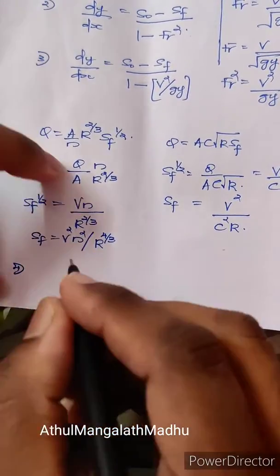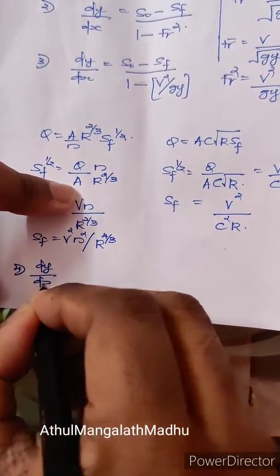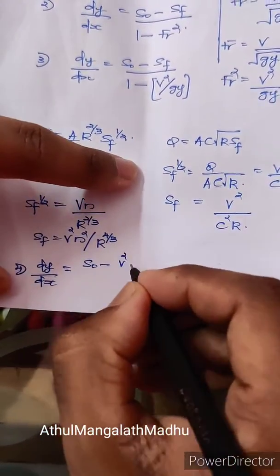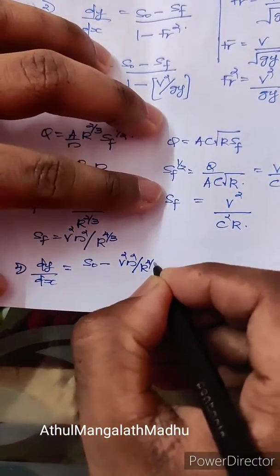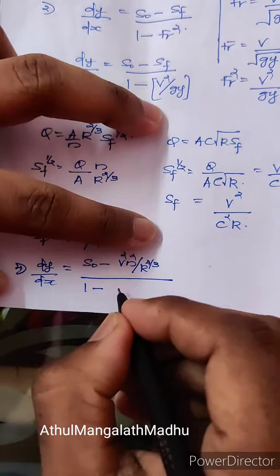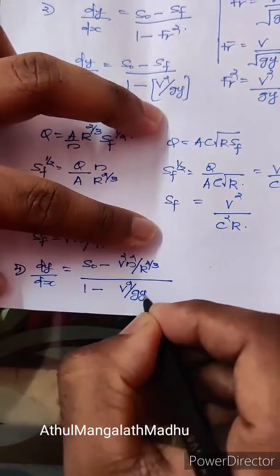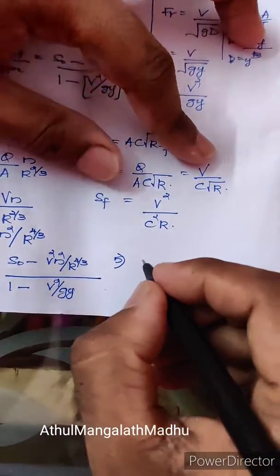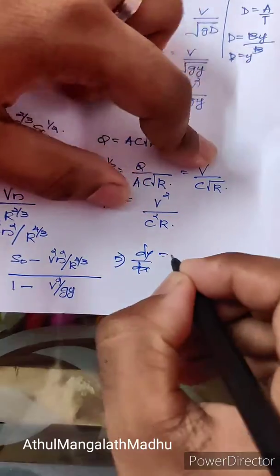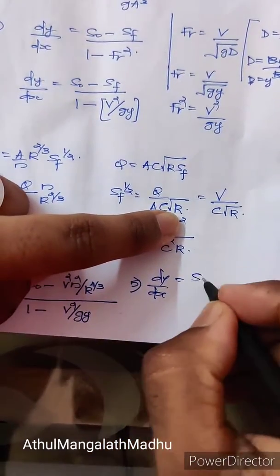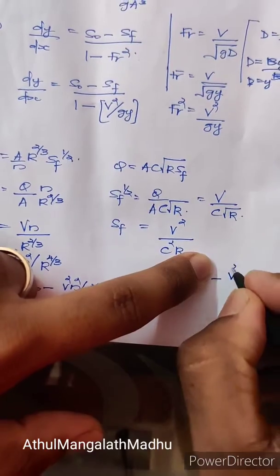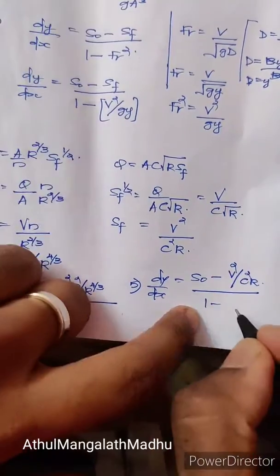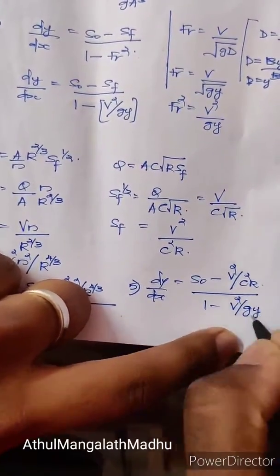If I am using Manning's equation, I can write dy by dx is equal to S naught minus Sf, which is V square n square by R raised to 4 by 3, divided by 1 minus V square by g y. This is the fourth format. Or the fifth format, when I am using Chezy's equation: dy by dx is equal to S naught minus, instead of Sf I can substitute V square by C square R, divided by 1 minus V square by g y. This is the fifth equation.